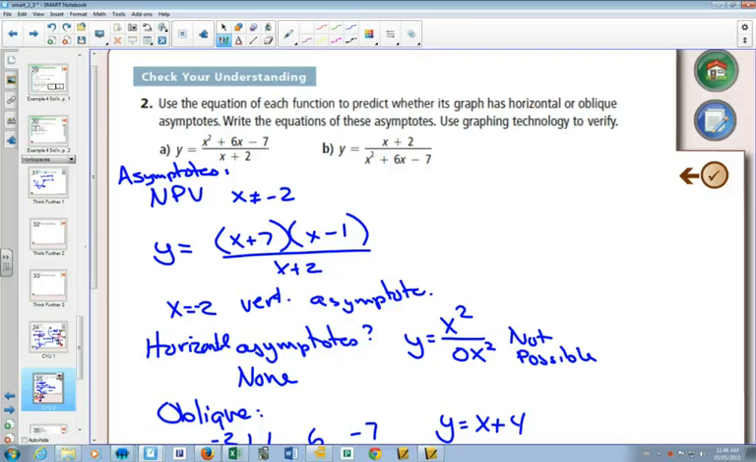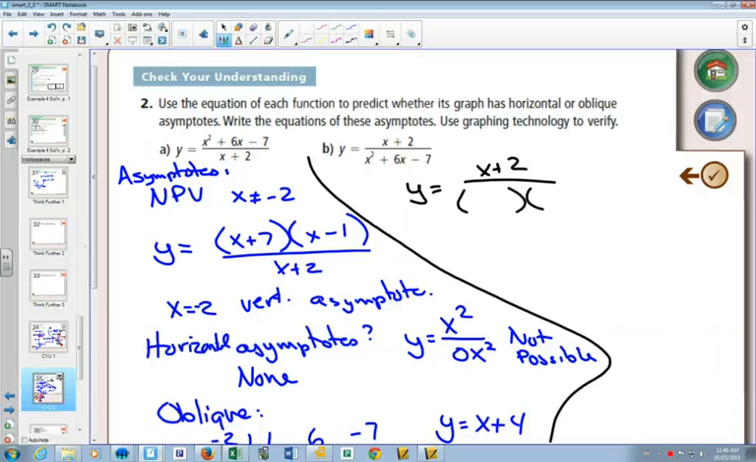And now we can look at the second one. So again, we're going to start with our asymptotes. We're going to start with our vertical asymptotes, which we can find by factoring the bottom factors to x plus 7, x minus 1. None of those factors cancel out, so we have no holes. We just have two non-permissible values. X can't equal -7 and x can't equal 1.